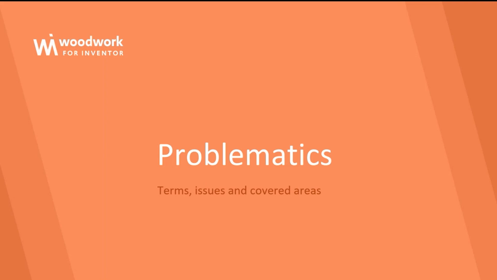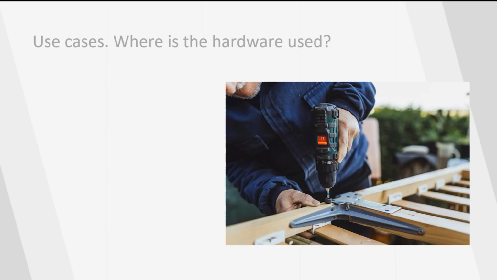So now let's delve deeper into the typical problems designers face and how Woodwork for Inventor can provide solutions. Here is a quick brief summary of key points where furniture hardware components are commonly used. Drawer slides come in various types such as ball bearing slides, undermount slides, and side mount slides. Hinges allow doors to swing open and close smoothly and come in different configurations like butt hinges, concealed hinges, and piano hinges.